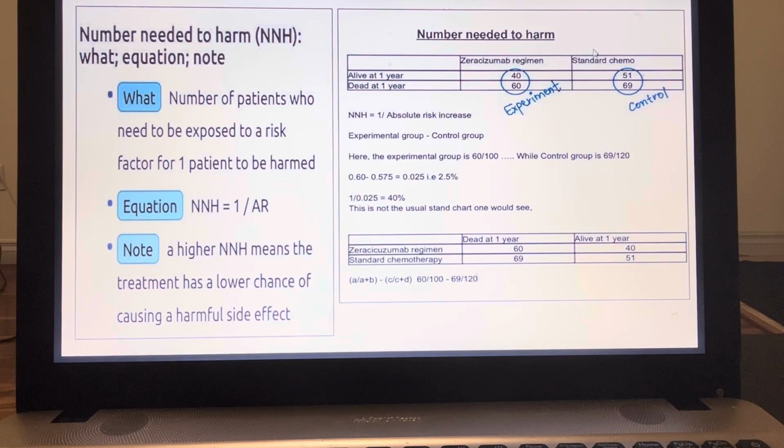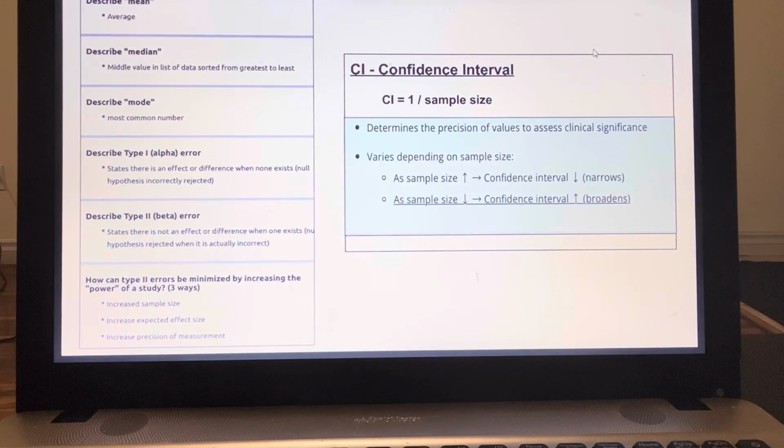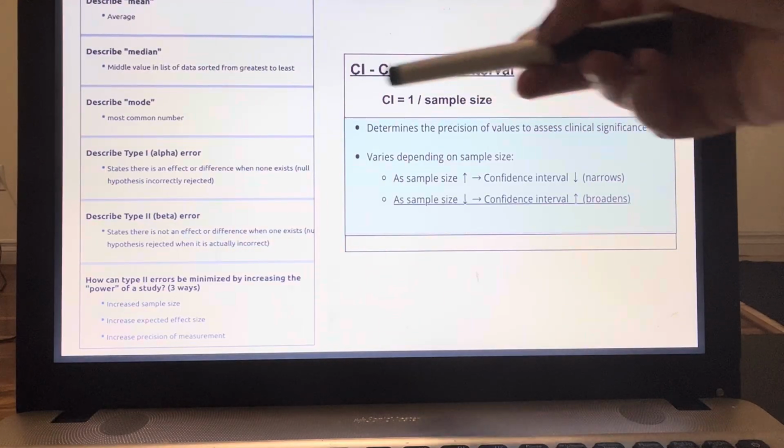Then we have number needed to harm, the number of patients who need to be exposed to risk for one patient to be harmed, and in this one harm we have 1 by AR. A higher NNH means the treatment has lower chances of causing side effects. They usually don't ask, but sometimes they can ask the number needed to treat, so it is important, but not very important. Very, very, very important is the confidence interval. The first thing I would say is this one.